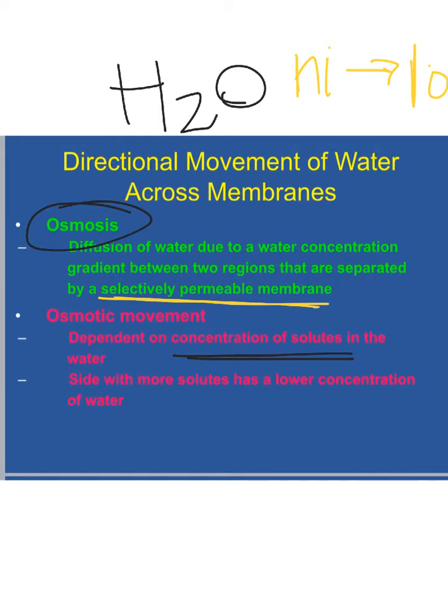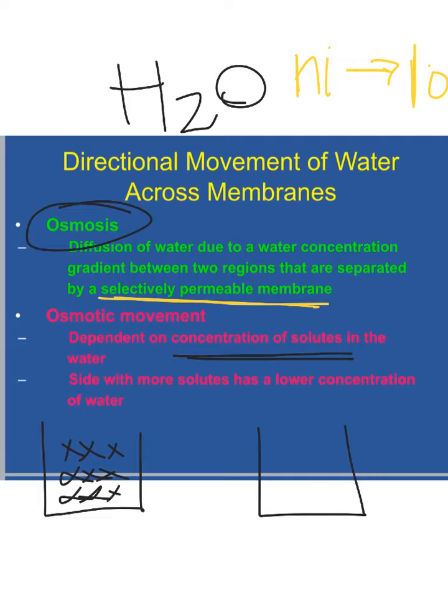So if we have two beakers set up here, and we have solutes in one. So we have 12 solutes. Let's just call this 12 molar. And over here we have 5 solutes. So we'll call this 5 molar.